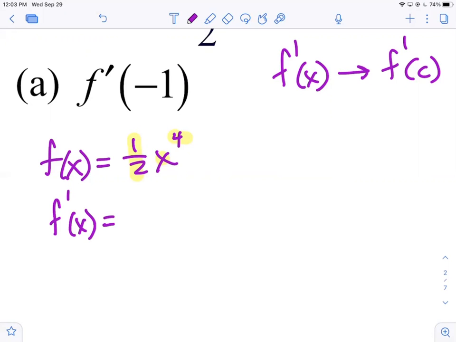Multiply and subtract. 4 times 1/2 is 2. 4 minus 1 is 3.